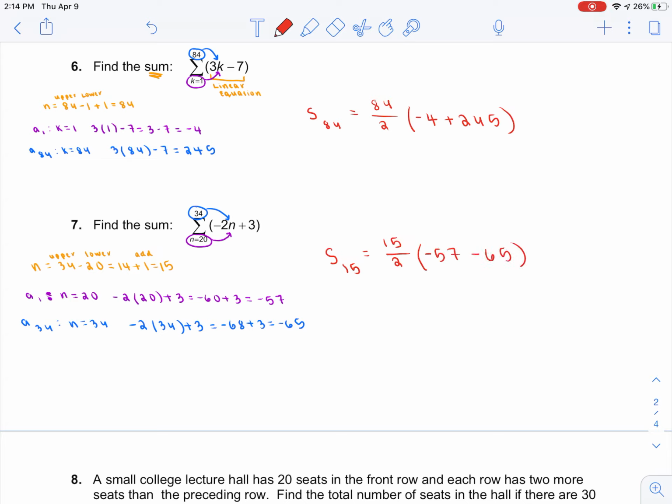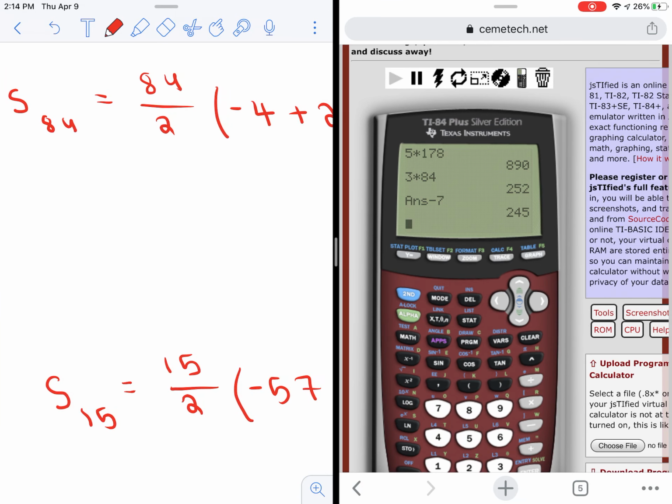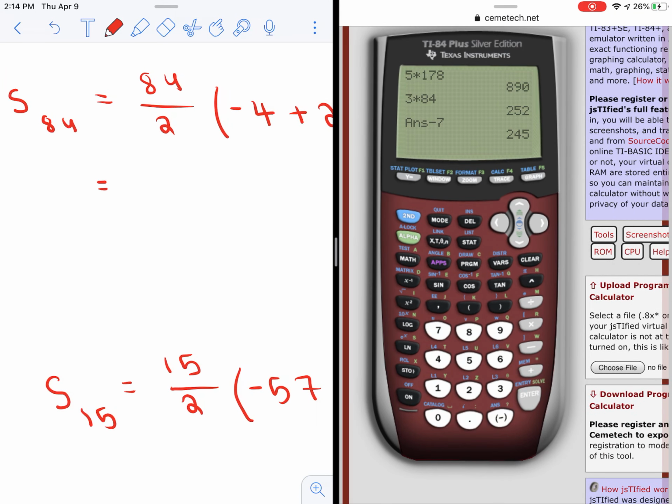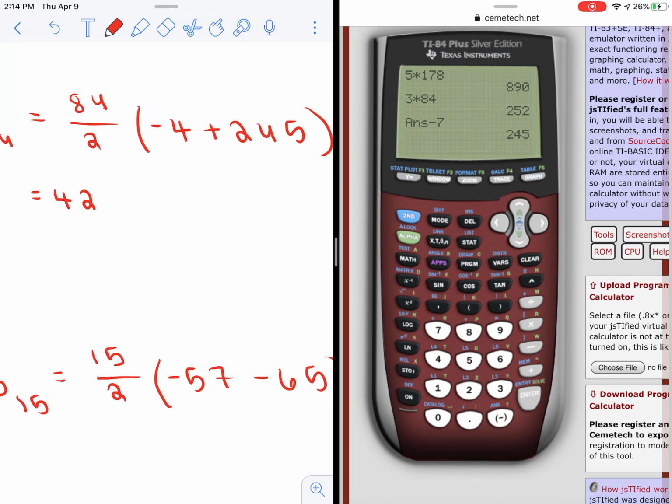So let's use our calculator for this. If we do the 84 divided by 2, that's 42. And then if I do the -4 plus the 245, that's 241. And then we could do 42 times 241. And I'm getting 10,122.